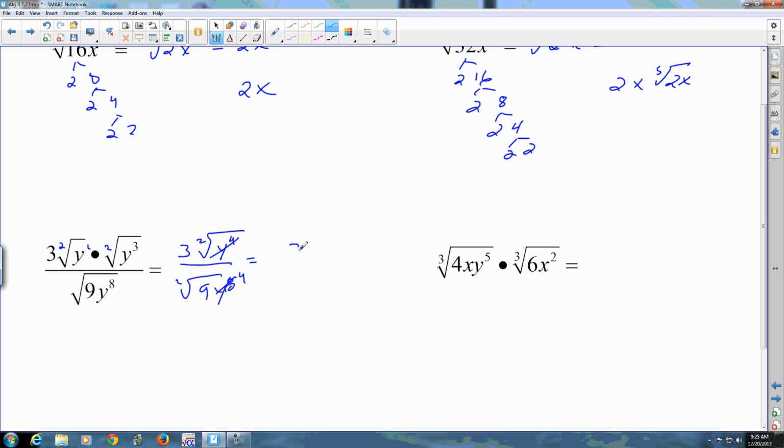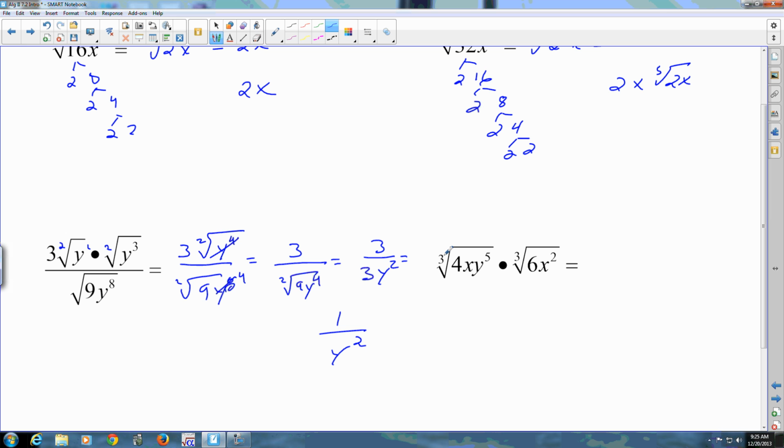So what I'm left with is 3. There's nothing left in the root, so there's nothing up there. The bottom is 9y to the 4th. 3 is upstairs. Square root of 9 is 3. The square root of y to the 4th, 2 goes into 4 twice. And then the 3s reduce, and you have 1 over y squared.